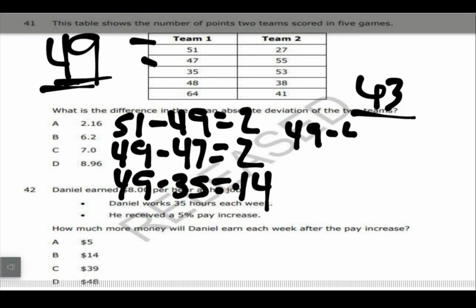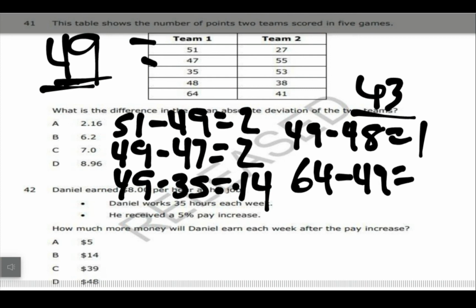49 minus 48, which is 1. And then 64 minus 49, which is 15. All right, so then I got 5 numbers here. I want to add those up and divide by 5 again, and that will give me my mean. So 2 plus 2 plus 14 plus 1 plus 15 is 34, divided by 5 should give me 6.8.